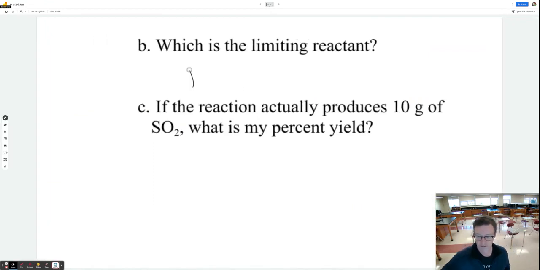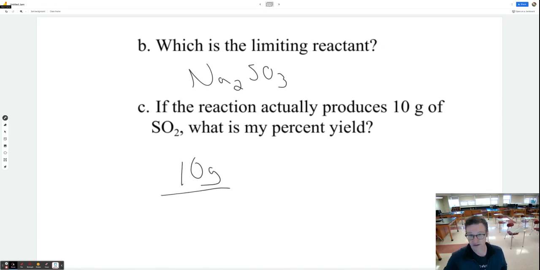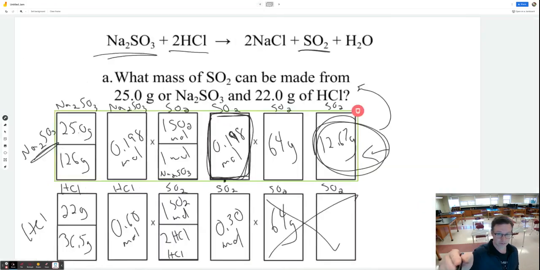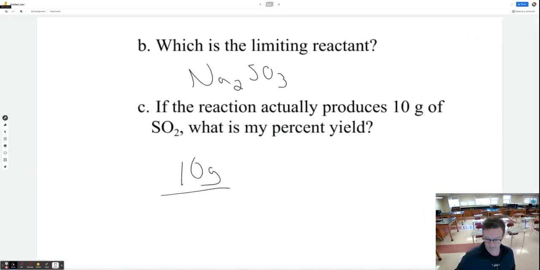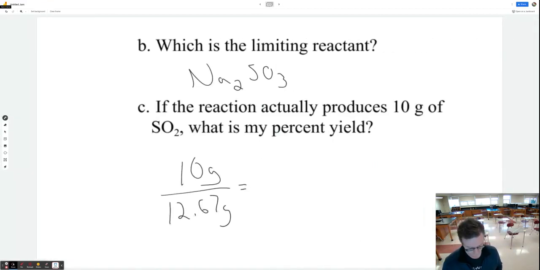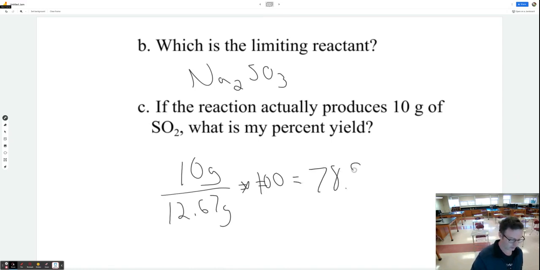The limiting reactant we said was Na2SO3. The reaction actually produces 10 grams. We said the theoretical was 12.67. So actual over theoretical, and then it would be times 100, is 78.9% yield.